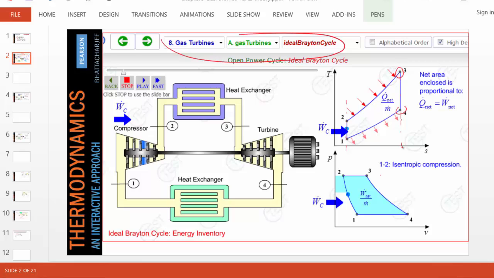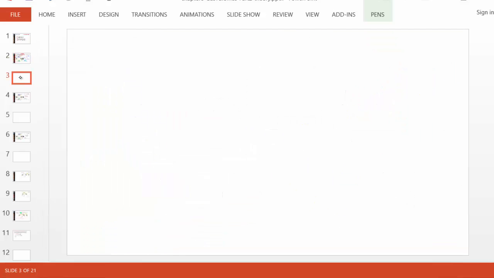In an actual cycle, the compressor and turbine are not ideal. We can expect compressor efficiency to be less than 100%, same with turbine efficiency. And even the heat exchanger, where the constant pressure heat addition takes place, the pressure may drop a little bit. To understand how an actual cycle looks like, let's first think of the compressor. So here's the compressor. State 1 and 2 is the exit.